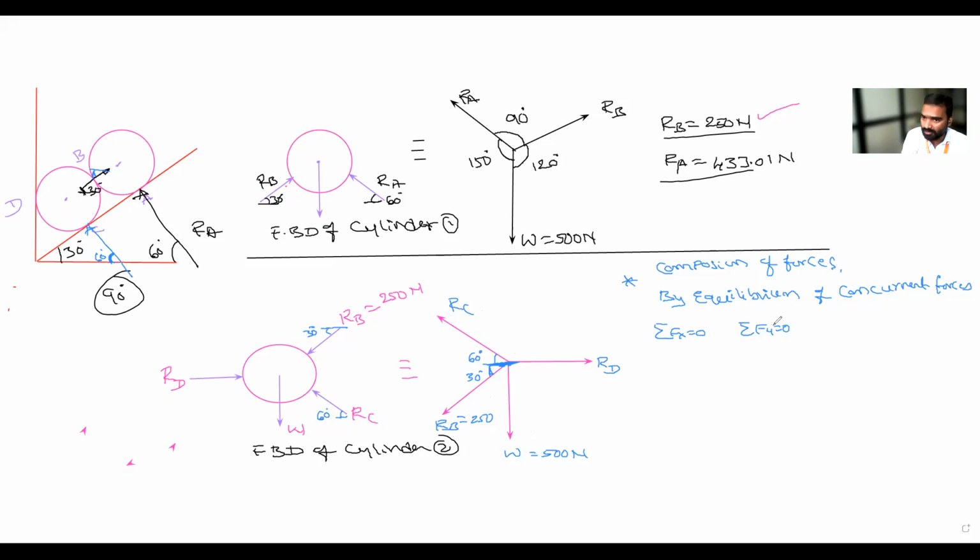First you take sigma Fy equal to 0. It means in this equation we are having only one unknown. Sigma Fy में only one unknown है. कौन सा है? RC. So that you will get the RC value. After finding the RC value, go for sigma Fx equal to 0. So that you will get RD value also. Is it clear?